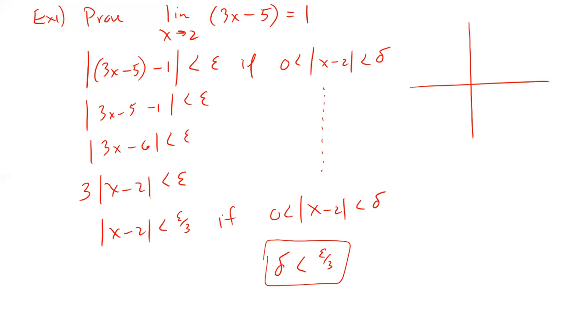Fun stuff. There it is. For any epsilon you give me, as long as I divide by 3 and give you something smaller for the epsilon than for the delta, I'm good. There's my limit. I can always get smaller than what you give me.